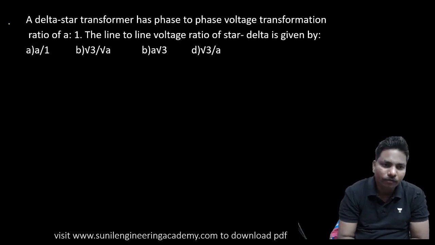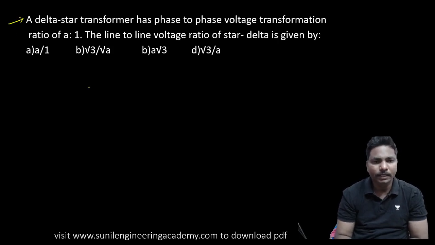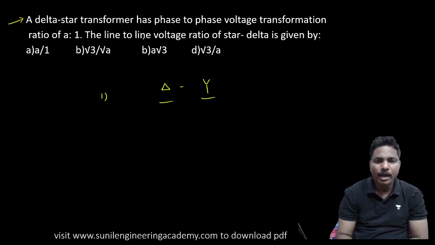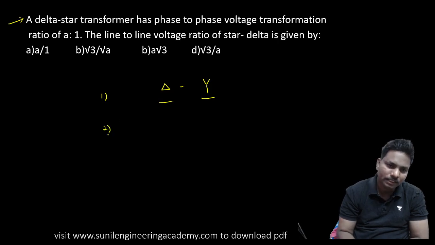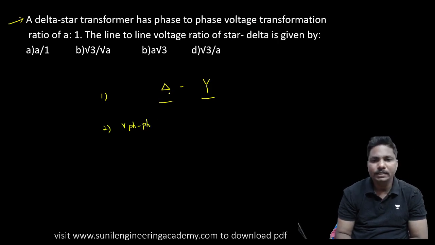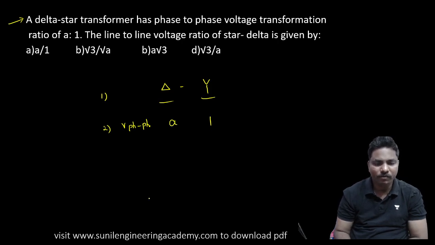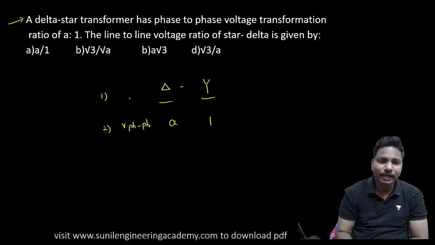Here listen carefully. From this question you can get a clear understanding. A delta star transformer. So what is the first step? Delta star transformer. Note like this. Second step is phase to phase voltage. In case of delta, they have given A. In case of star, they have given 1. Don't worry whether it is called A or K or turns ratio or transformation ratio. They have just given a ratio, and we have to take it like this.